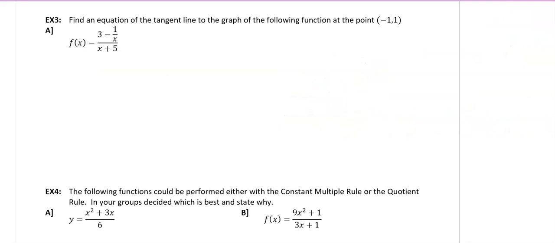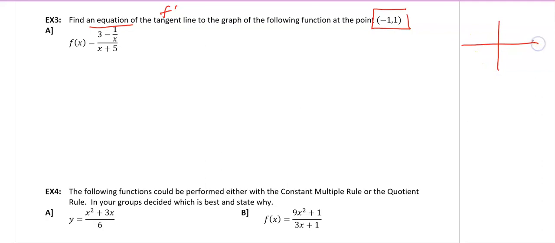Okay, for example 3, let's read the directions. It says find the equation, so that means I need point slope, of the tangent line, which means I need the derivative, of the graph, and they give me an ordered pair. Now, I'm not really sure what the best way of doing this is, so let's just get started.